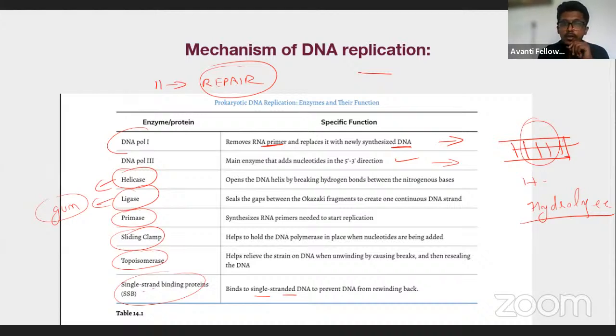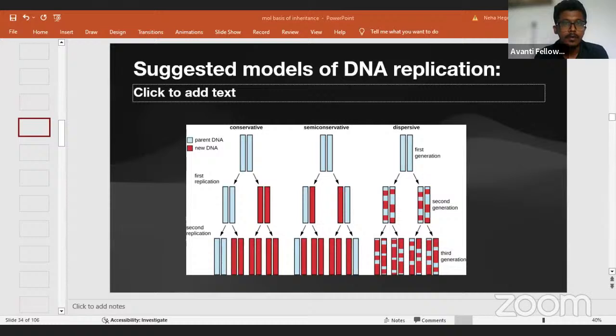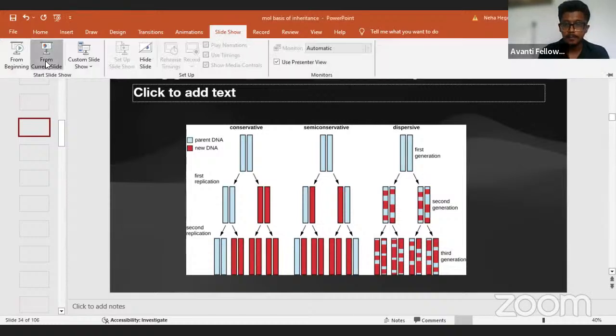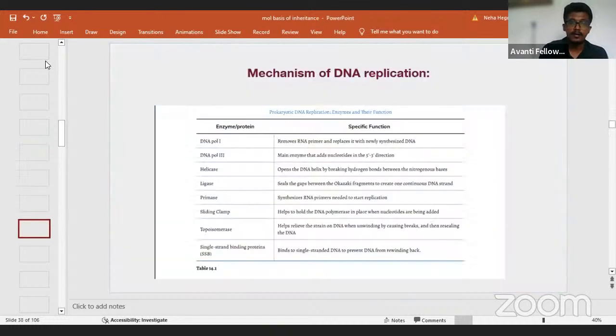Where did my screen share go? Hold on. Just a second. One second, people. I just missed my screen share. Yeah. So did you guys understand till now?